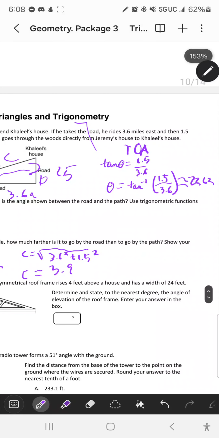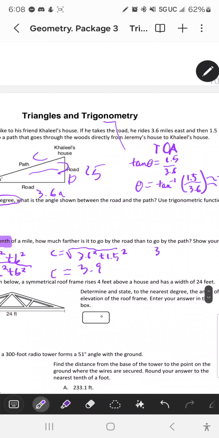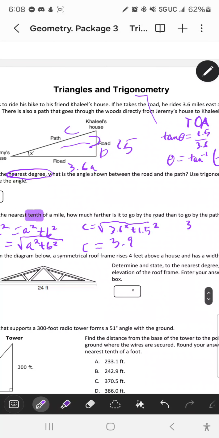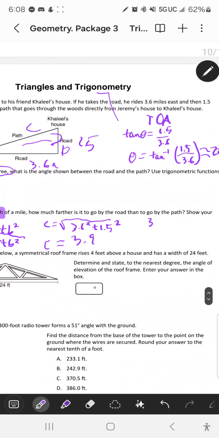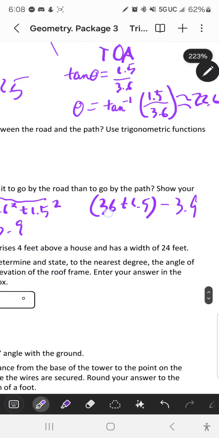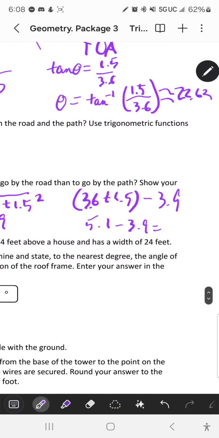Oh wait, it's actually the opposite. It's how much farther. So it's to go by the row. It's the row minus the path, because the path is shorter, as I just said before. So it's 3.6 plus 1.5, which is the whole row, minus 3.9. So this is 5.1 minus 3.9. This is approximately 1.2.